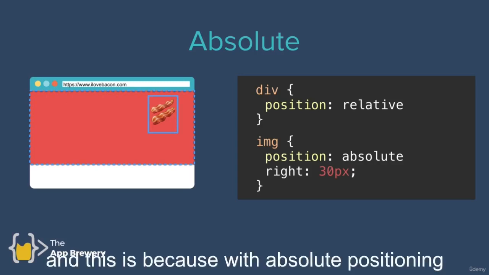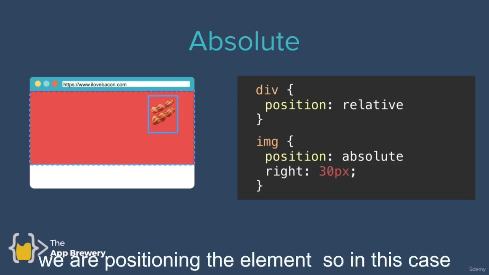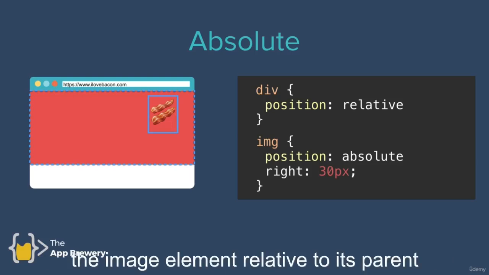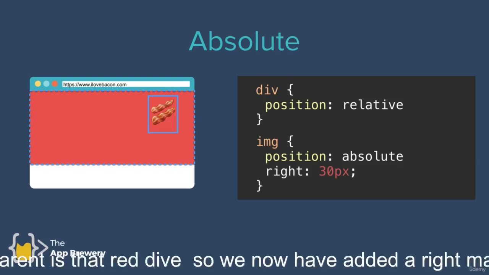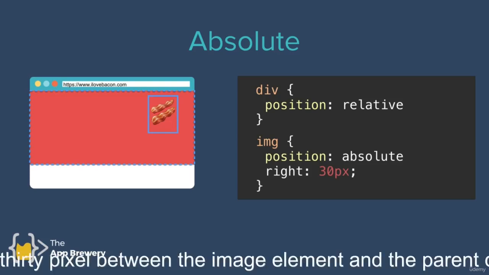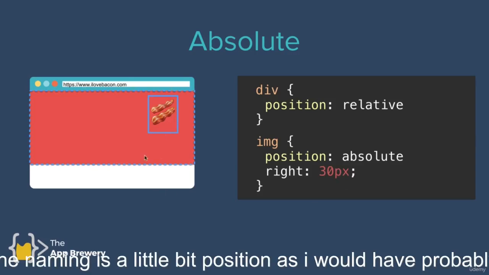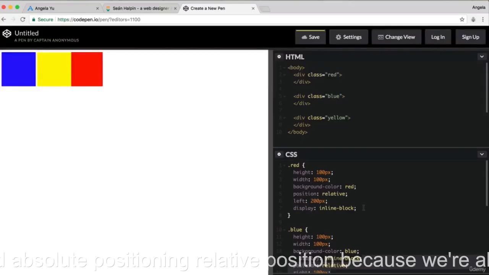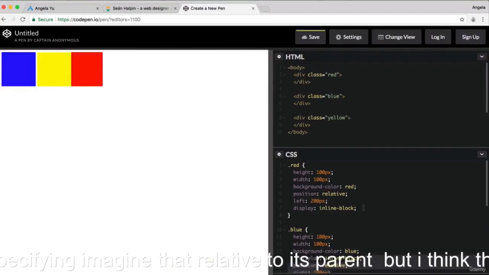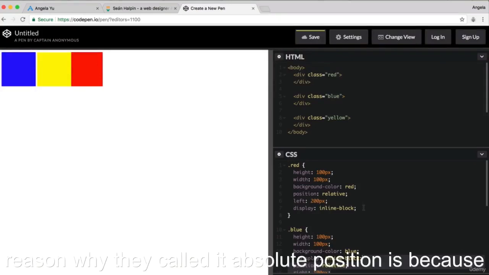And this is because with absolute positioning, we are positioning the element, so in this case, the image element, relative to its parent. And in this case, its parent is that red div. So we now have added a right margin of 30 pixels between the image element and the parent div. Now, admittedly, the naming is a little bit confusing, as I would have probably called absolute positioning relative positioning, because we're always specifying a margin that's relative to its parent.